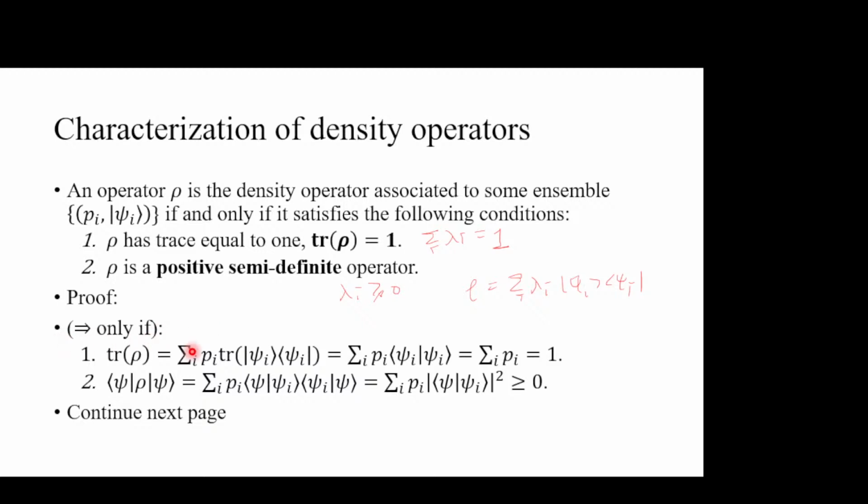The only if direction says that if rho comes out from some ensemble, then you have trace rho equal to 1 and rho is PSD. This is just a calculation. We know rho is the summation over i of p_i, psi i, psi i. So the trace is a summation, and trace is linear. So it's a summation over i of p_i trace of psi i psi i. Then we use the cyclic property of trace, so it's psi i inner product with itself, and we know this is 1. So it's just the summation of p_i, but the p_i's are probabilities, so they sum to 1.